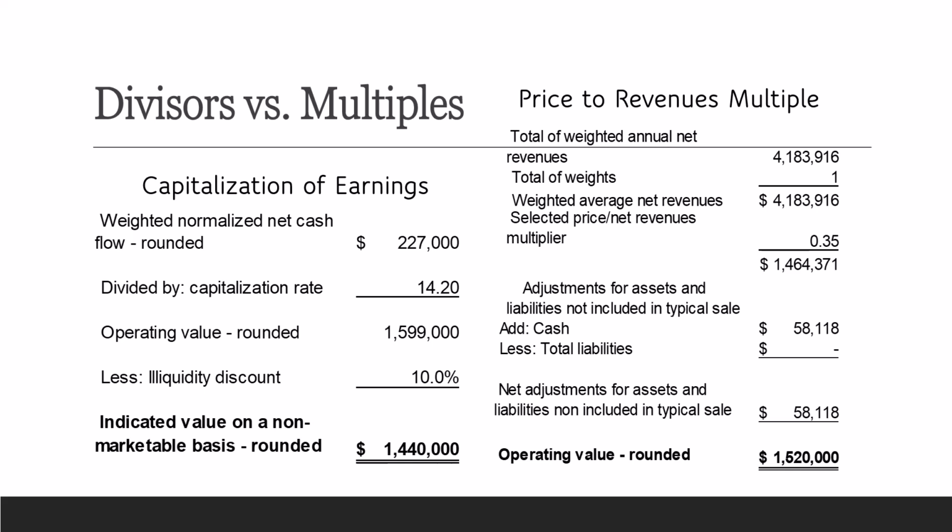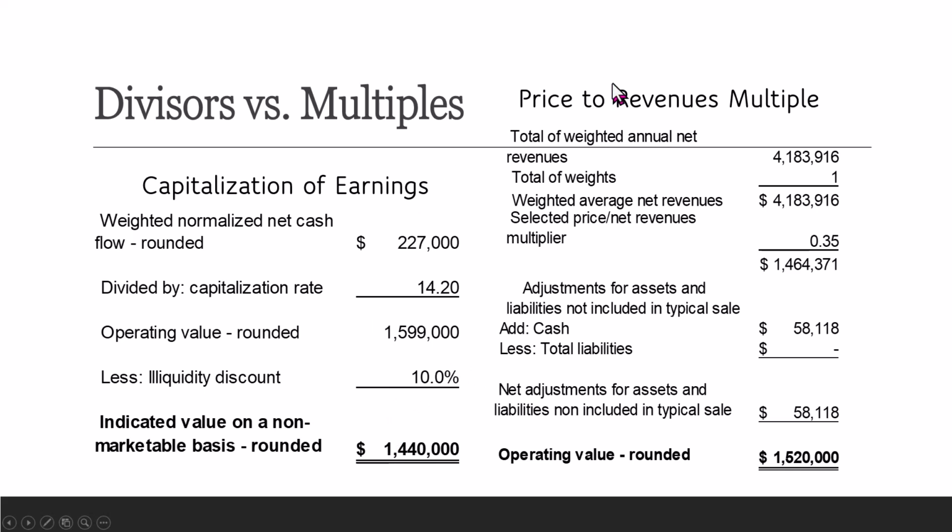So with the first one, we have weighted normalized net cash flow, rounded. I'll bring my mouse around over here. Divide by cap rate, and we come up with an operating value of 1.6 million, more or less. Some folks will wonder, what's this 10% down here? Well, in my mind, since the cap rate using the build-up method comes from an analysis of publicly traded companies, which are liquid or marketable, I need to hit this with a small DLOM in order to come up with an indication of value for a privately held business. That's what that's for. So that comes up with 1.44.